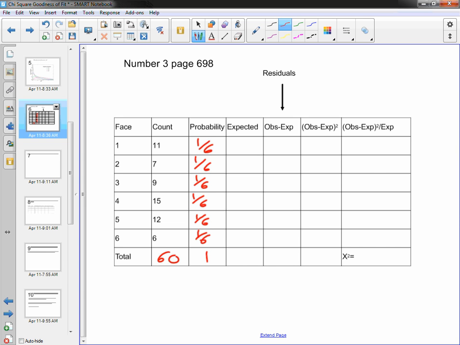All right, then our expected values. So if we're going to throw it 60 times, and the probability is 1 out of 6 for getting a 1, how many times would you expect to actually throw a 1? Yes, just 1/6 times 60, right? All you have to do is multiply those two together, and you get 10. And you find that the expected value for each of these is 10, which would give us a total of 60 throws, right?